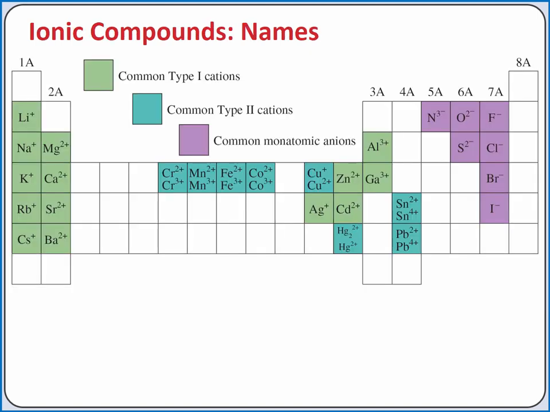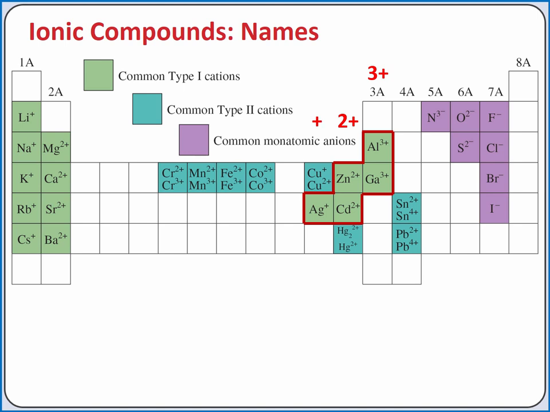Our alkali metals and alkaline earth metals are type 1 metals. Alkali metals all form a cation with a 1+ charge, and alkaline earth metals all form a cation with a 2+ charge. We also have 5 elements that form a staircase shape in the periodic table that are type 1 metals. They are aluminum, gallium, zinc, cadmium, and silver. Aluminum and gallium have a 3+ charge, zinc and cadmium have a 2+ charge, and silver has a 1+ charge.